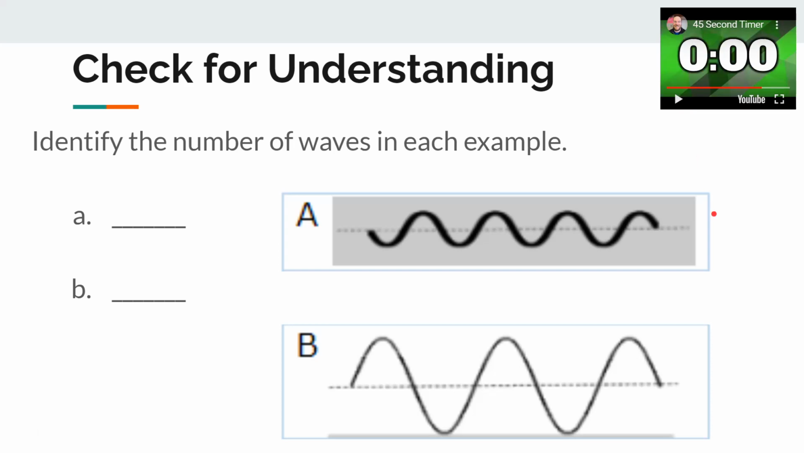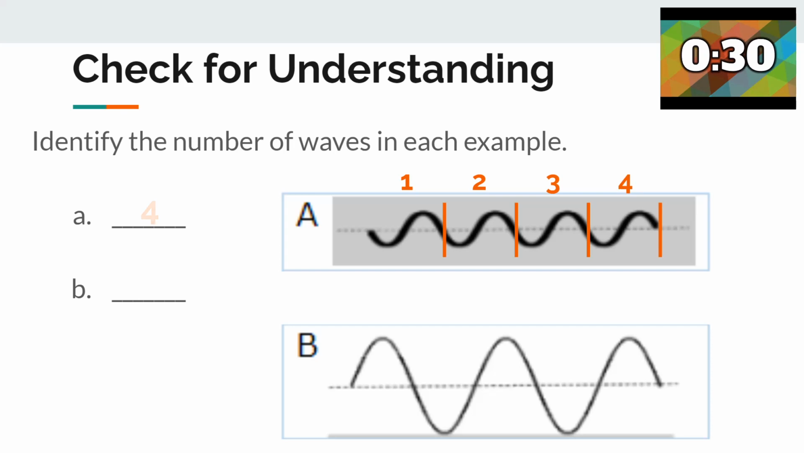All right, so wave A. Carly, what did you ladies come up with? How many waves do you see there? Yeah, 4. Okay, there's 4 of them. You can draw it in, it's easier if you draw it in. But there's your wavelengths: 1, 2, 3, 4 wavelengths.